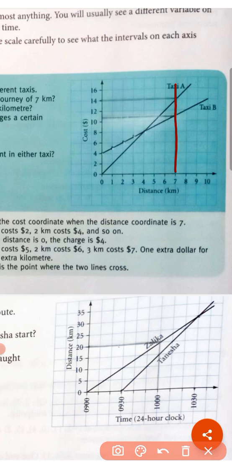Now find the corresponding y values. Here this is for taxi B. The corresponding y value is 11. That is, it is in between 10 and 12, that is 11. So $11. For taxi A, it is meeting at 14. So for taxi A, it is $14. For taxi B, $11 and for taxi A, $14.